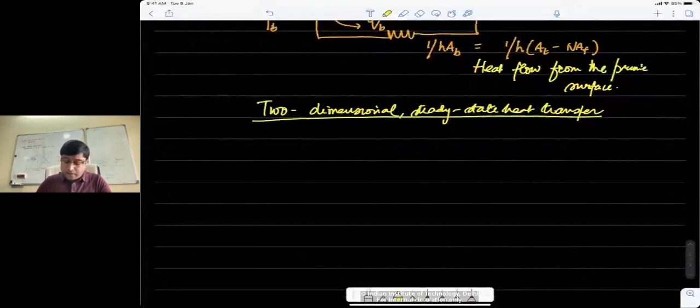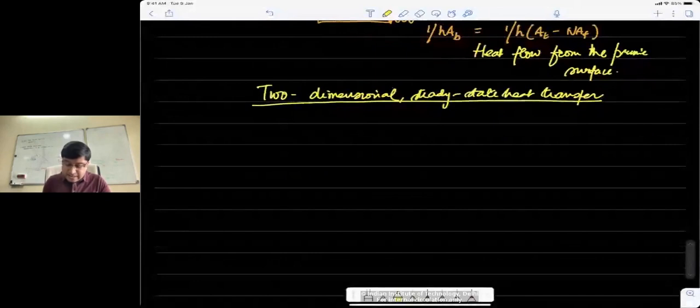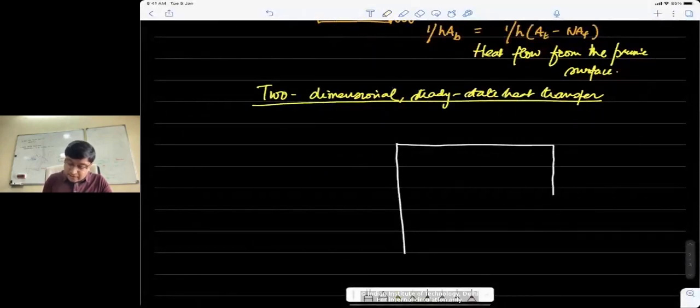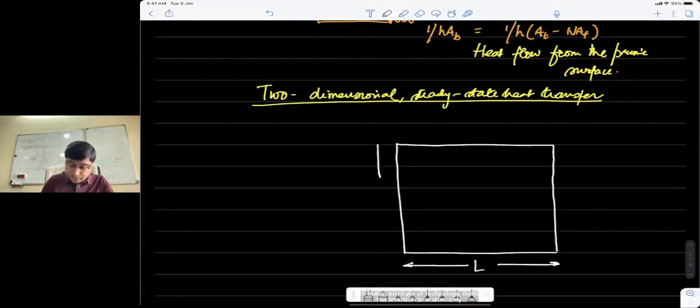The reason for choosing this is because 1D analysis is simplistic. It makes many assumptions that may not be valid. And to show you why it is simplistic, let's take this case where we have, let's say, a plate which has some length and some width. Let's say the length is L, and let's say the width is W. This plate is exposed to certain temperatures. So this surface is exposed to T1. This is exposed to some temperature, again T1.